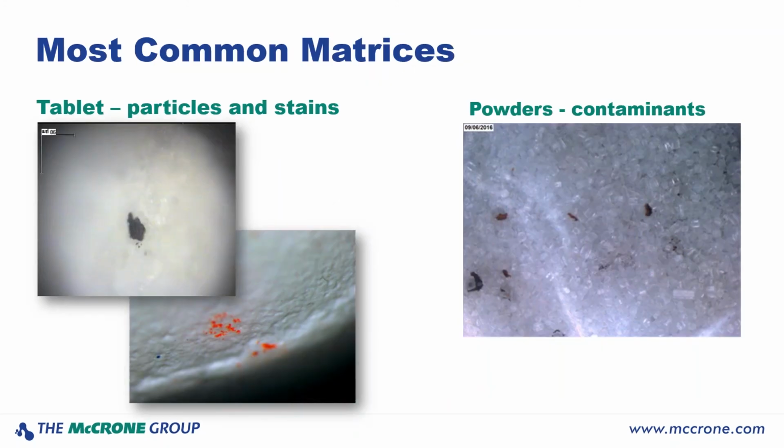Some of the most common matrices that we see here at the McCrone Group are powders or tablets and capsules. So in the instance of a powder that has these little black specks, this is going to be fairly easy for us to isolate. We're going to examine that sample under our microscope. We're going to measure the particles, go in with a tungsten probe, and manually retrieve them. If they're big enough, we can even retrieve them with a pair of forceps.